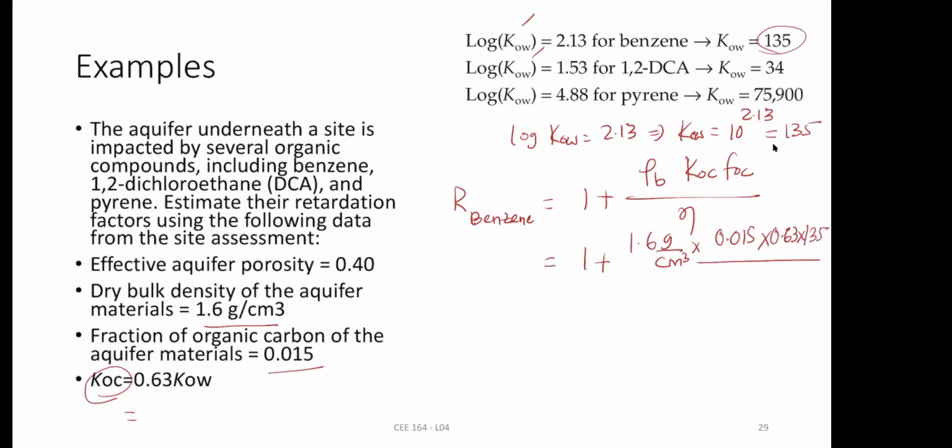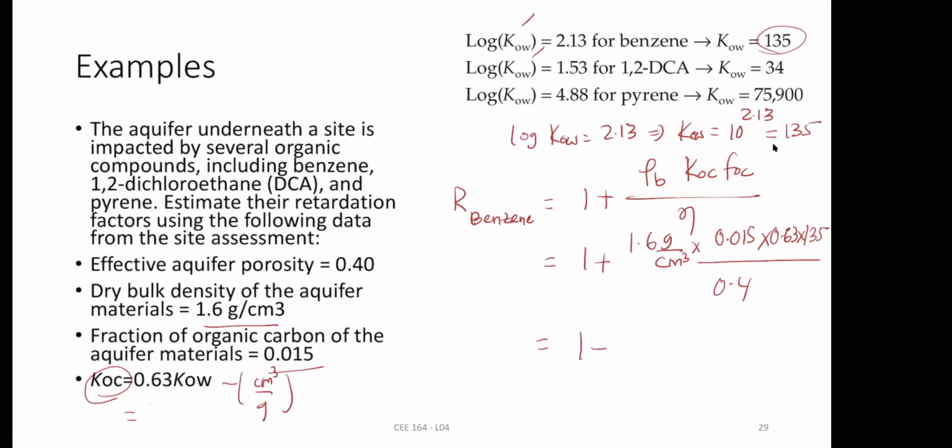porosity. Porosity is 0.4. By the way, this KOW, the unit is opposite to bulk density most of the time, so I didn't write the unit anywhere. You might be confused about how the unit gets cancelled here, because retardation factor doesn't have any units. So this KOC unit is centimeter cube per gram. Okay.